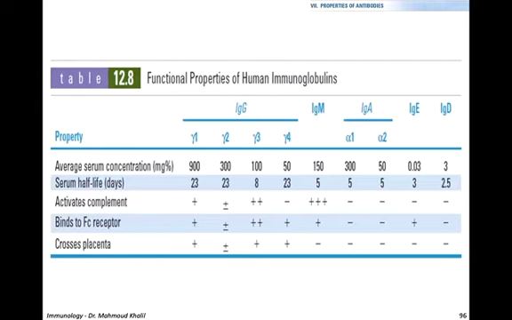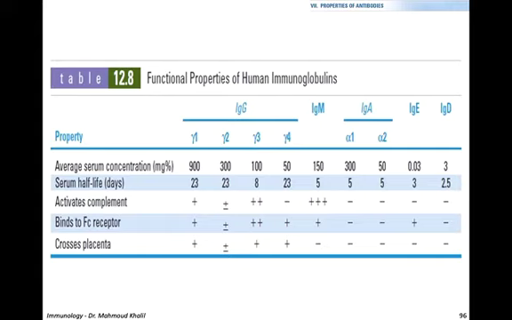Here you can see the functional properties of the immunoglobulins, and the average serum concentration of the different classes and types of antibody. The type with the highest concentration is IgG, isotype gamma 1, while the lowest, sorry, is IgE. You can also see the half-life of each class of antibody, and IgE and IgD have the lowest half-life.